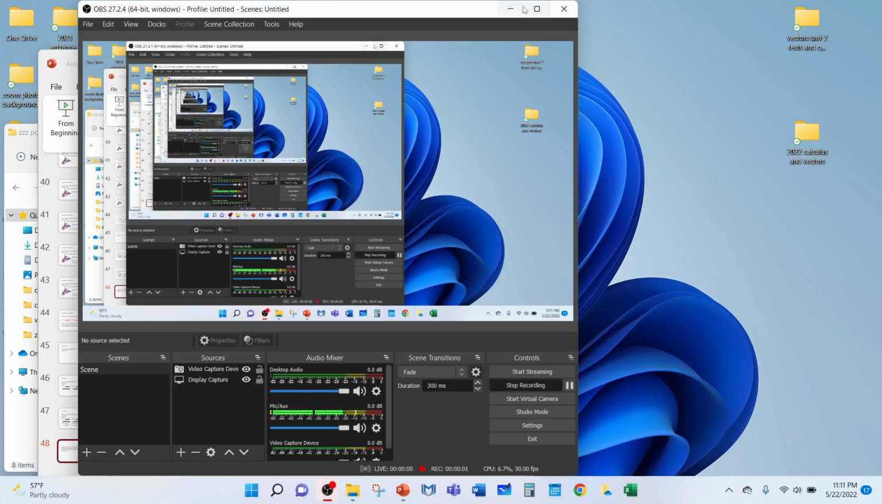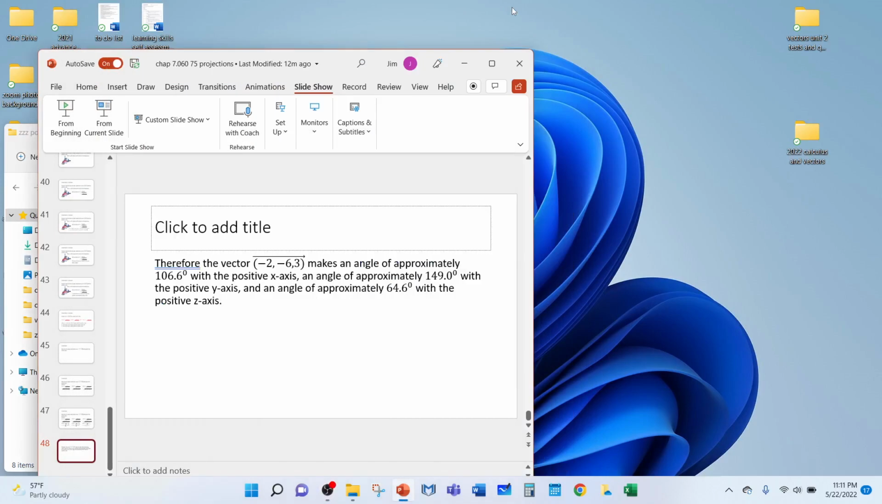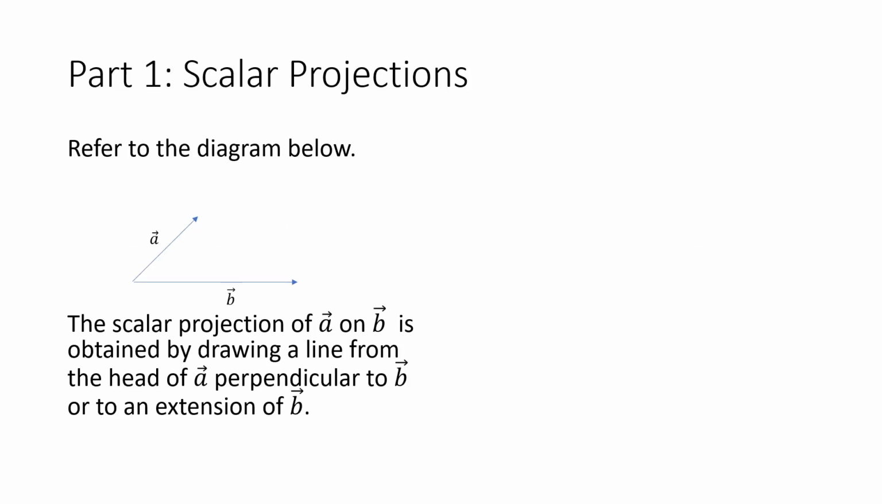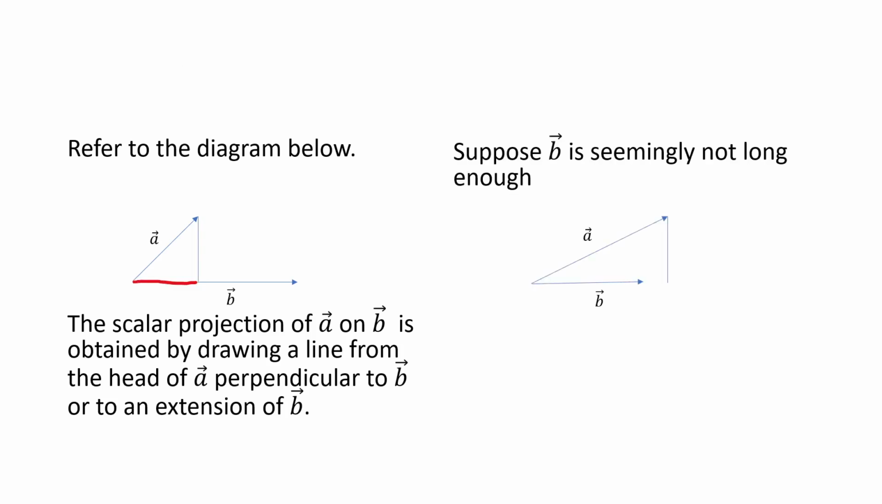In this video, we're going to talk about scalar and vector projections. Referring to the diagram below, the scalar projection of vector A on vector B is obtained by drawing a line from the head of A perpendicular to B. And this little shadow that's created is the scalar projection of A on B. We have it indicated in red.